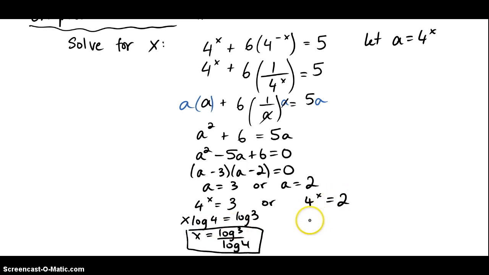And here we have 4 to the power of x equals 2. So we have x log 4 equals, and I have to take the log of that side as well, log of 2, and then we have x equals log of 2 divided by log of 4, and so that's another solution.